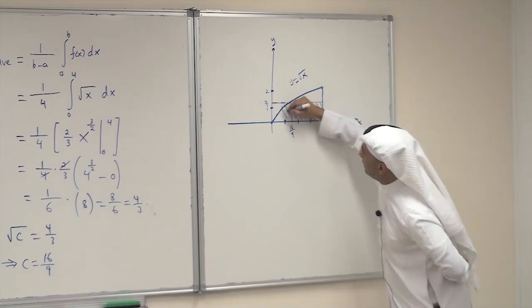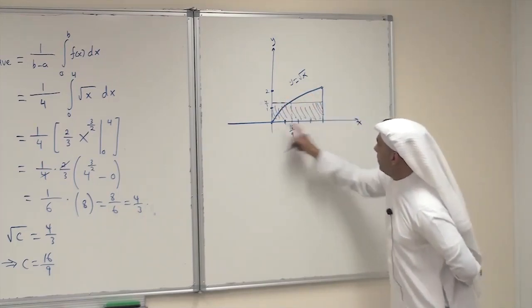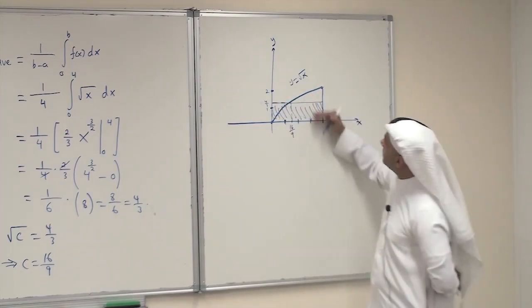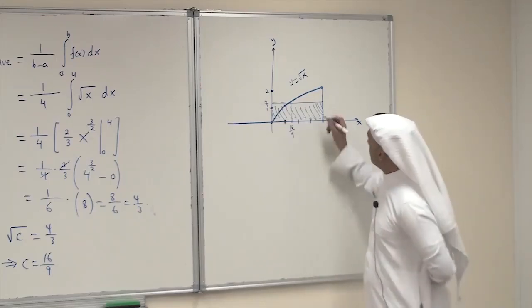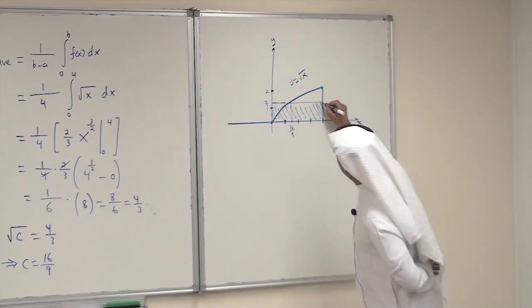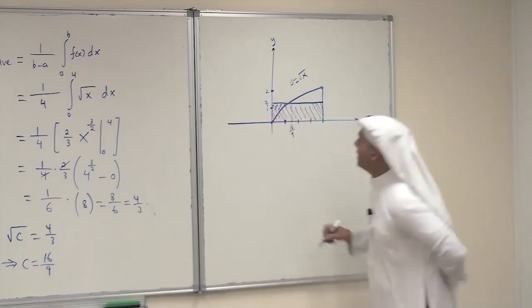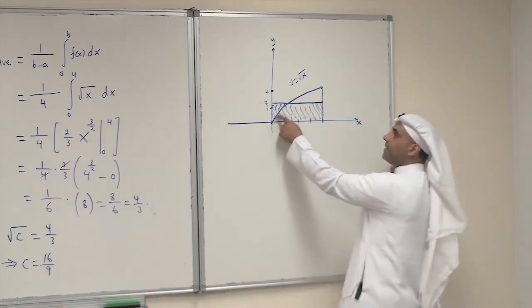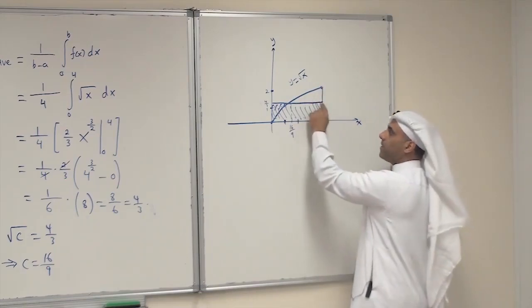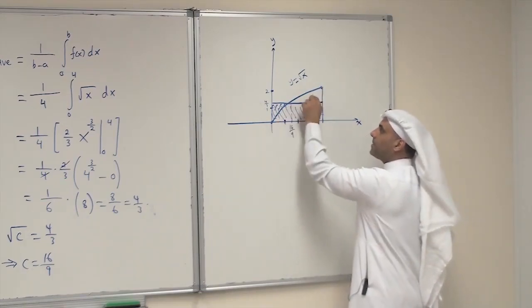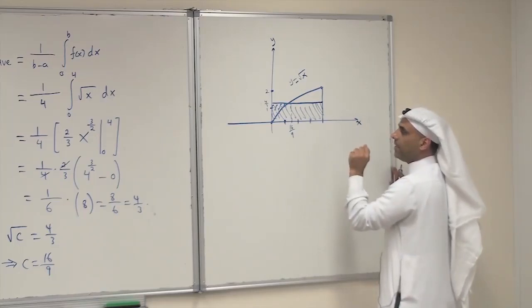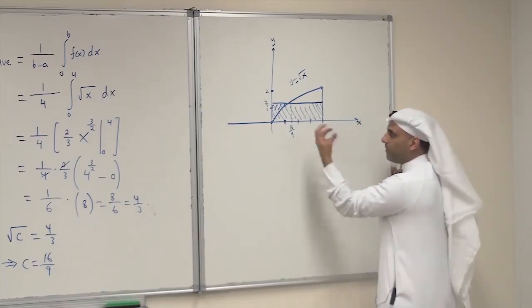Whose width is what? 4. Or the length here is equal to 4. And the altitude is equal to 4 over 3. So the area under the curve, y equal to radical x, is exactly equal to the area of this rectangle. You see here, this is the area under the curve. So this region is common between them. This is supposed to be equal to this. Of course, this is not an accurate graph, but it will show the idea.